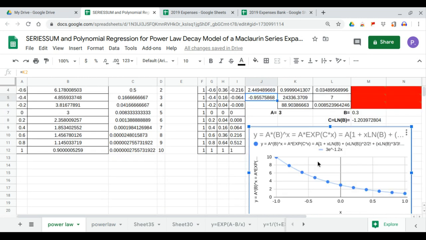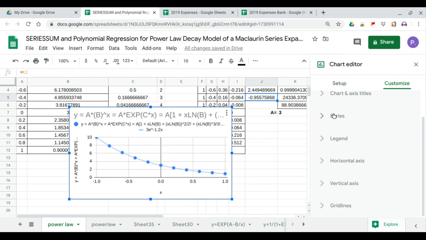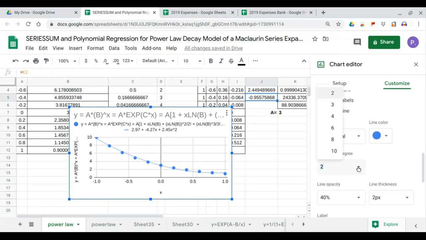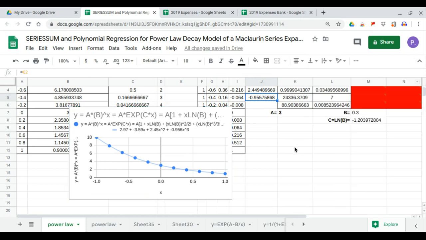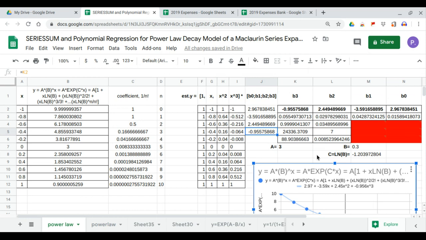We can show this in the chart. All we have to do is change the chart, change our trend line into the polynomial, and to the third degree. And here's what we have. To the third degree, our B0, 2.96, is rounded up as 2.97. Our B1, negative 3.59, is negative 3.59. Our B2, 2.449, is rounded up as 2.45. And our B3, negative 0.955, is rounded up as 0.956.